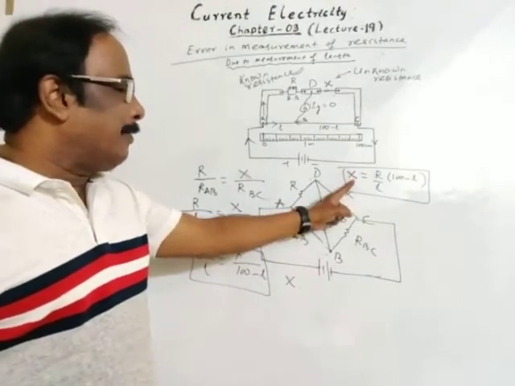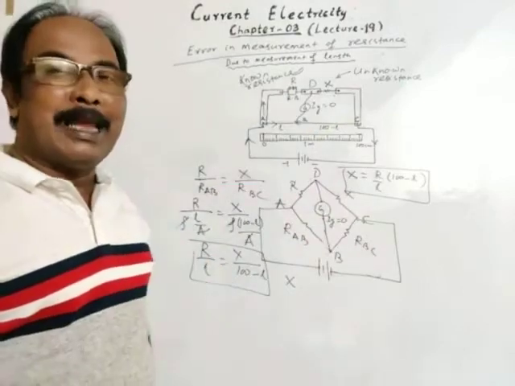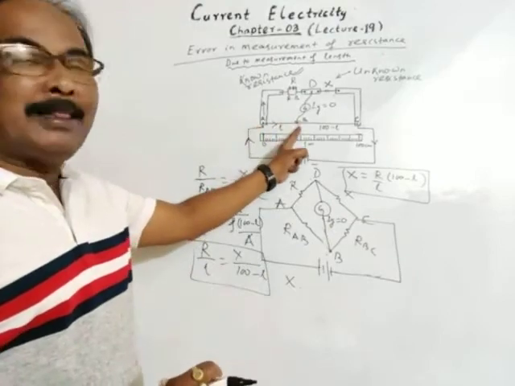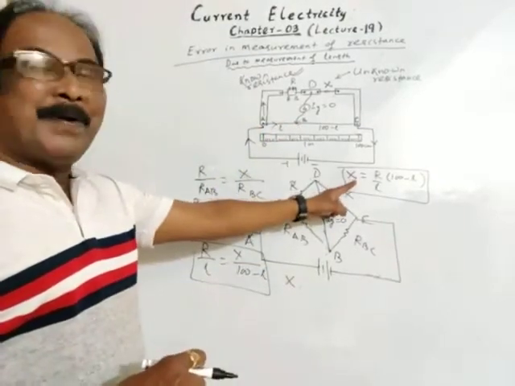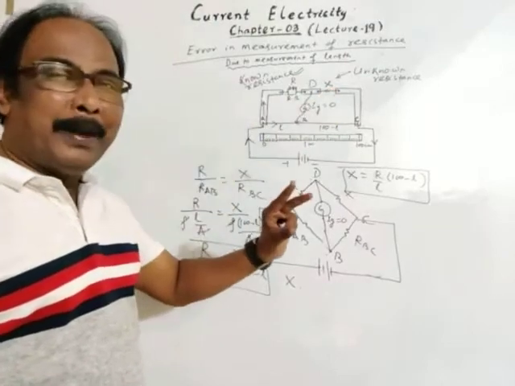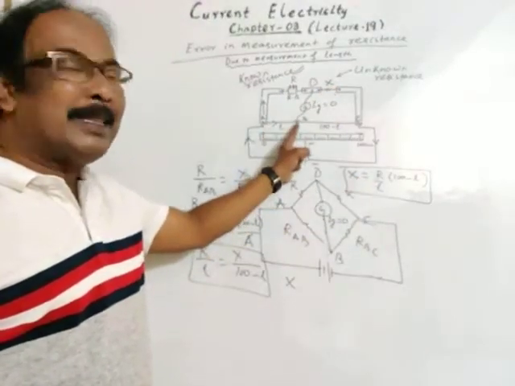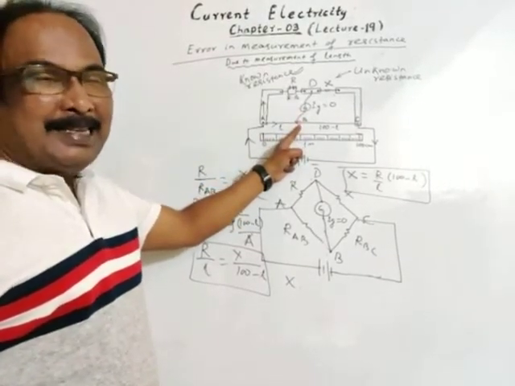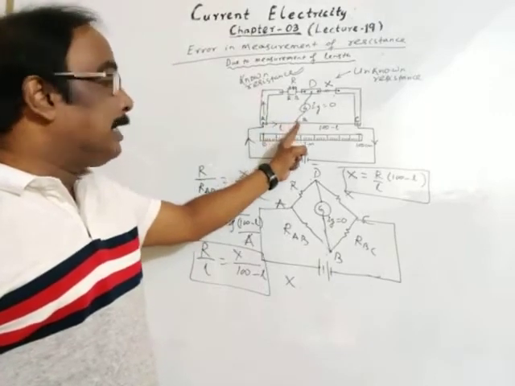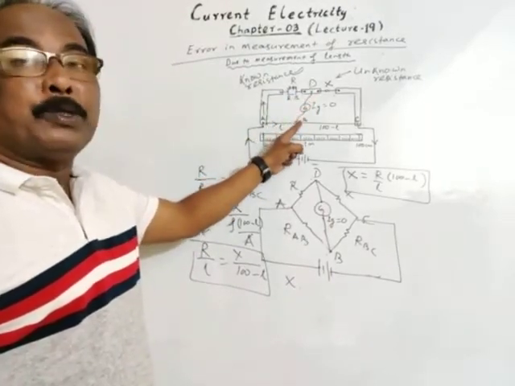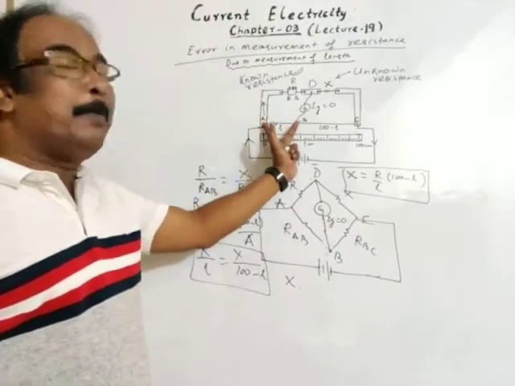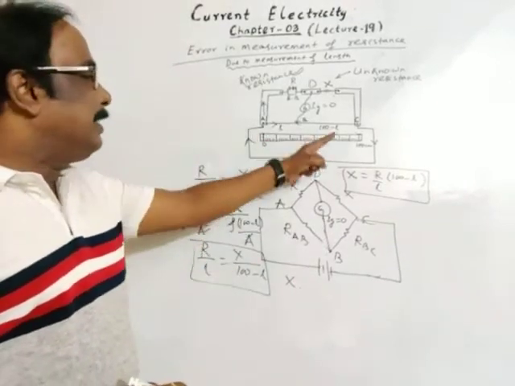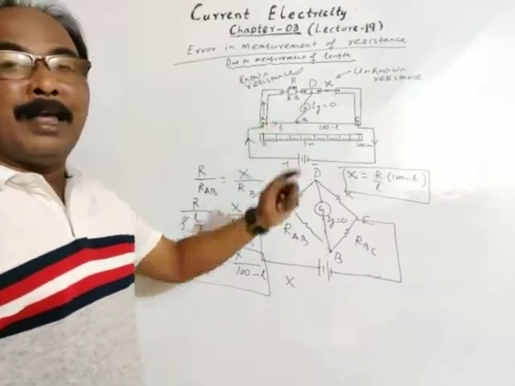To calculate the value of unknown resistance X, we have to get the correct measurement of length L. It means if B is a null point, where the jockey reaches at B, the galvanometer shows zero deflection. Then we have to measure this length by using this measuring scale.